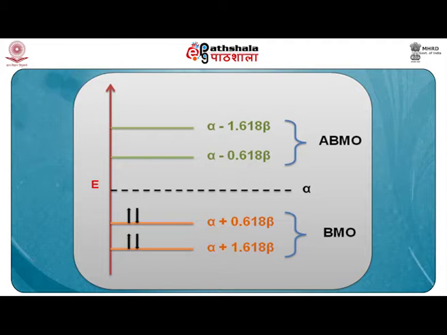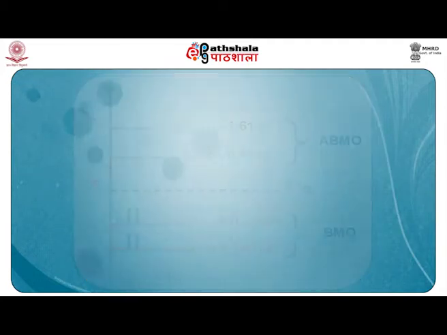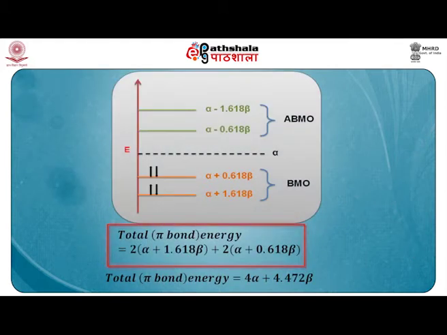Based on this energy level diagram, one can very easily calculate the total pi bond energy of butadiene. This will be equal to 2 times (alpha plus 1.618 beta) plus 2 times (alpha plus 0.618 beta), because 2 electrons are in each of these molecular orbitals.